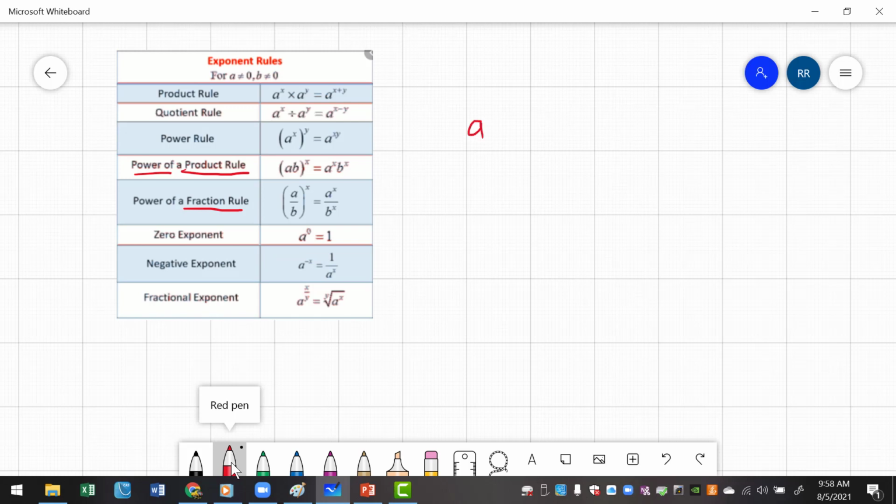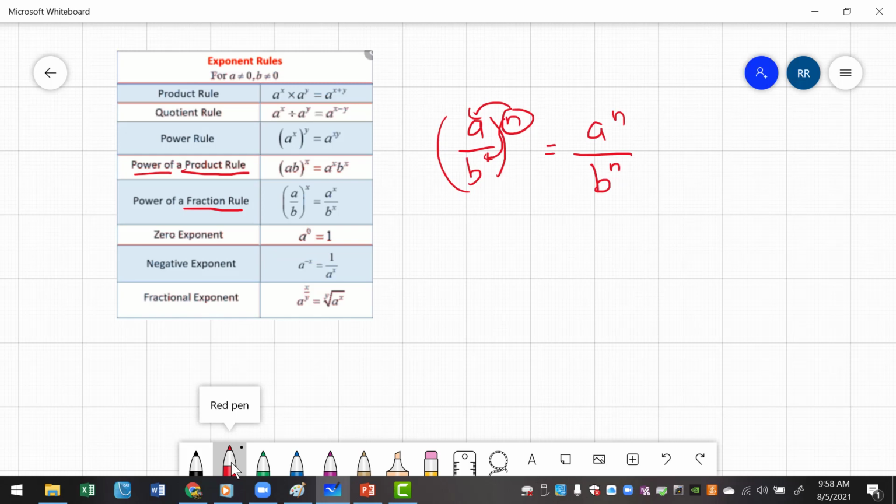So if I have (a over b) to the power of n, I can get a to the power of n over b to the power of n. You just distribute this power to each of the index forms inside the bracket, because this is a quotient form, a fraction, so you apply it to each of them.